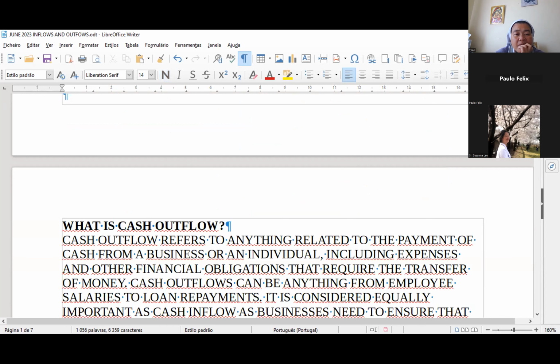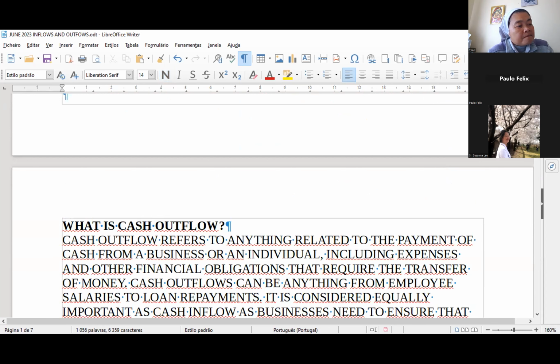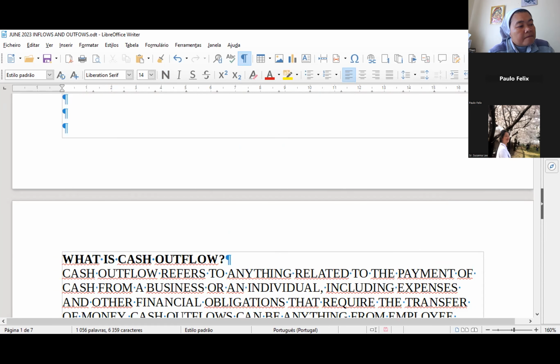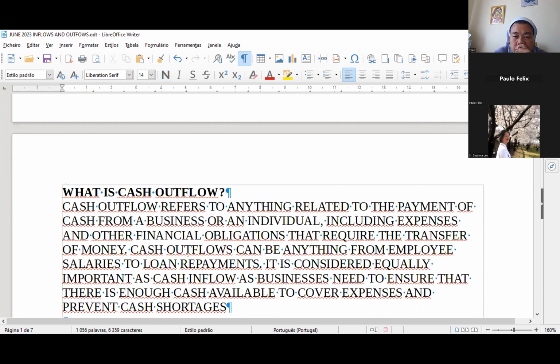So what is cash outflow? Cash outflow refers to anything related to the payment of cash from a business or an individual, including expenses and other financial obligations that require the transfer of money. Cash outflows can be anything from employee salaries to loan repayments. It is considered equally important as cash inflow, as businesses need to ensure that there is enough cash available to cover expenses and prevent cash shortages.